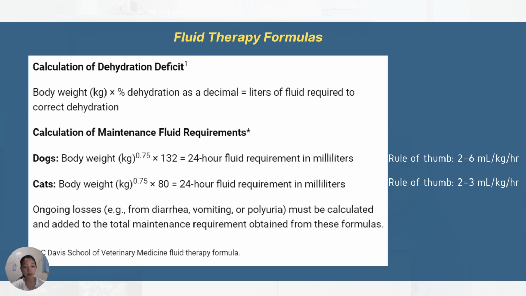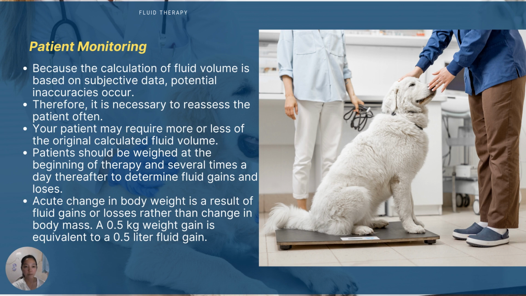In cats, we multiply by 80 to get the 24-hour fluid requirement in milliliters. Here we have to administer in small amounts, 2 to 3 ml per kilogram per hour. If there are ongoing losses such as diarrhea, vomiting, or polyuria, they must be calculated and added to the total maintenance requirement obtained from these formulas.